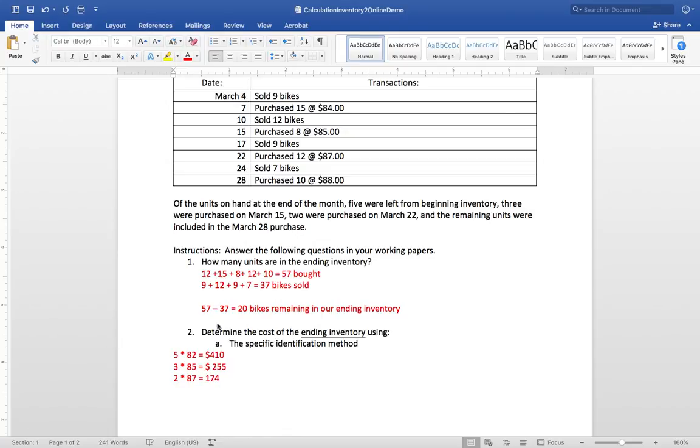And then it says the remaining units were included in the 28th purchase. So 5 plus 3 plus 2 gives you 10. We had 20 bikes remaining in our ending inventory, so we have 10 left that were purchased on the 28th, and we purchased 10 on the 28th for 88. So 10 times 88 gives us, excuse me, I forgot the dollar sign here.